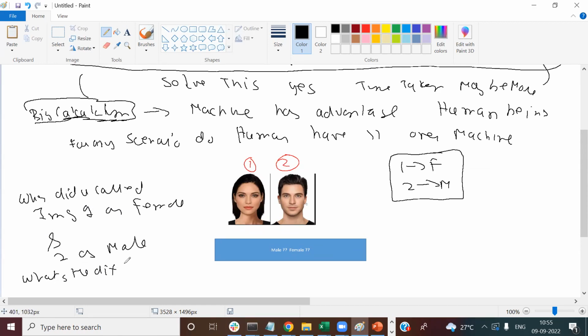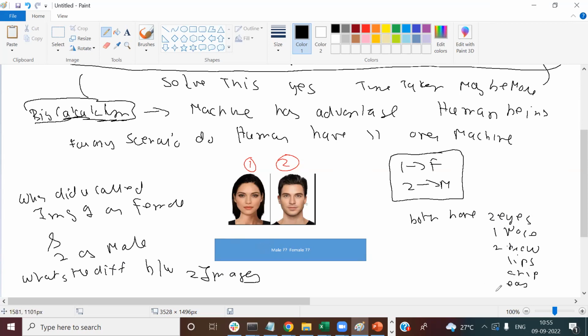What's the difference between the two images? Now tell me. What's the difference? Hair. Okay, let me say both have two eyes. They have one nose. They both have two eyebrows. They both have lips. They both have a chin. They both have ears. They both have hair. Then what's the difference? Everything is the same. What is the difference between the two?